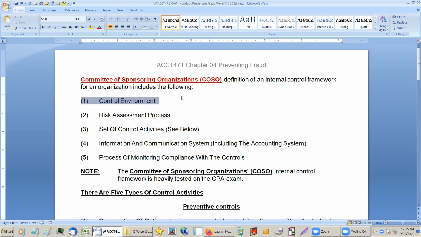Okay, so it includes the following: the control environment, which we've talked about before. Risk assessment. So you're going to look at risks, both the dollar amount and probability.